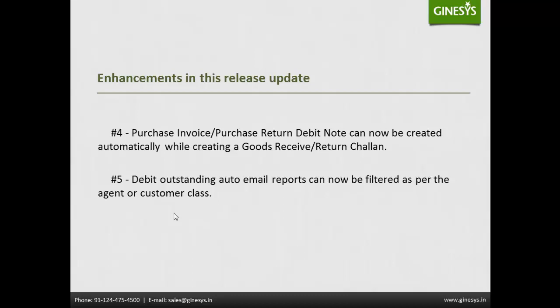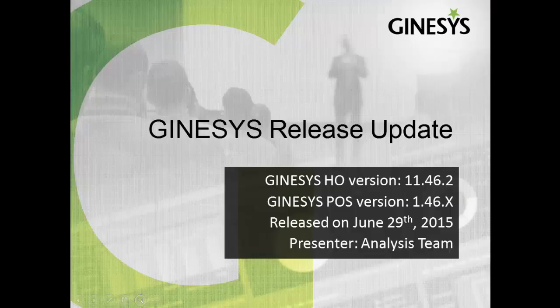Suppose a debit outstanding mail should be sent to only outright customers for which you have separate class. The filter can be applied for the same. Please note this configuration needs to be done by GINESYS team itself. These were the enhancements released in this update for HO version 11.46.2.